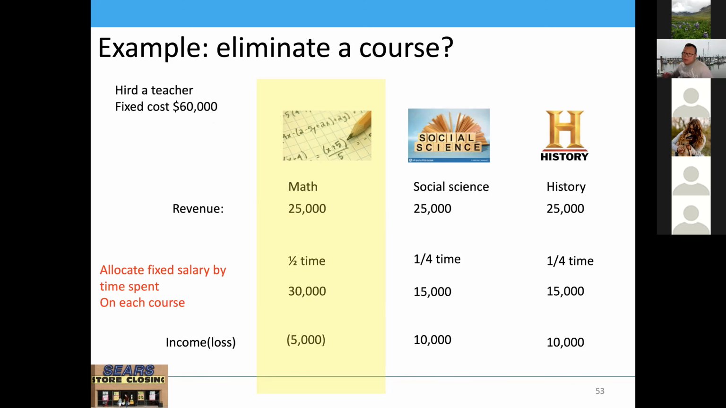That means the fixed cost is the same amount under the alternatives. So it's irrelevant. So what then in my decision making, I'm going to see if I get rid of the math, I'm going to lose that $25,000 revenue. And I'm not saving any cost, right? I'm going to lose that revenue, 25,000, but I'm not saving any cost. So why would you get rid of math, right? Does this make sense?